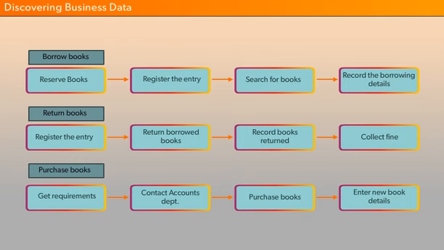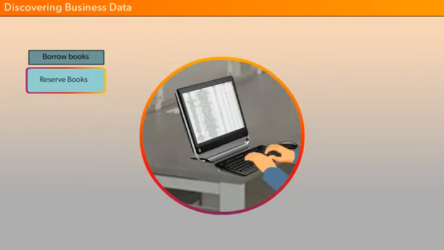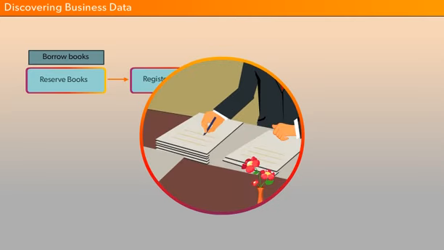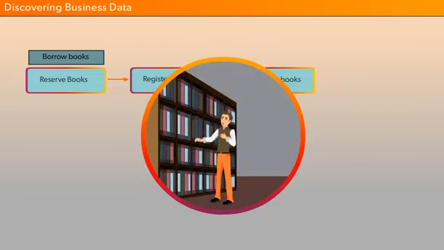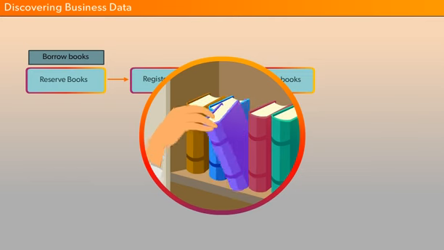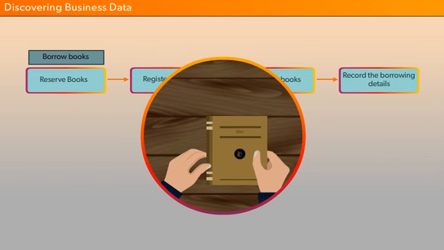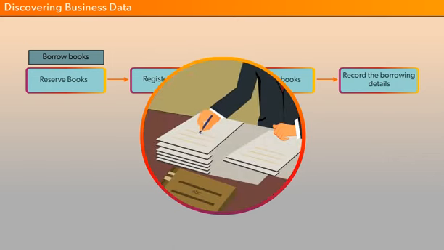Activities involved in borrowing books. Some members reserve their books for borrowing by sending mails to the librarian. Members register their entry in the library attendance register. They search for books in the library based on book title, author, or publisher and check its availability. They submit the books to the librarian for entry. The librarian records the borrowing details and the members leave the library.